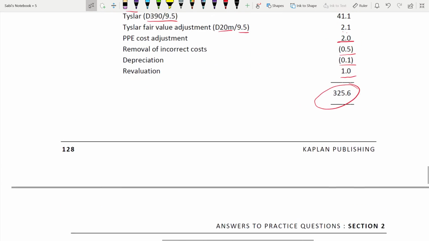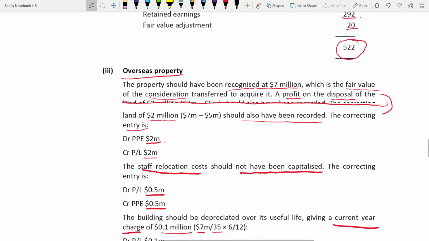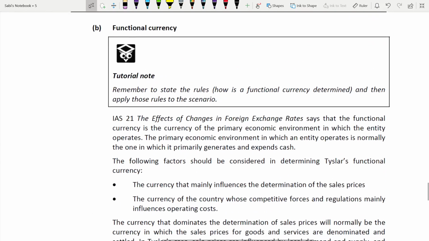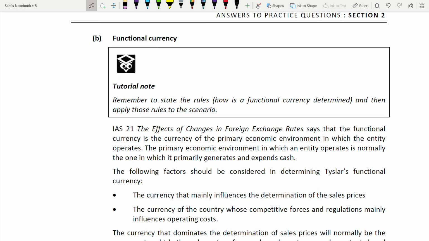Next, so we are over with that also. If you see here now, yes, we are over with it. Now coming to the functional currency part B. So remember to state the rules of how a functional currency is determined, and then apply those rules to the scenario. Okay.